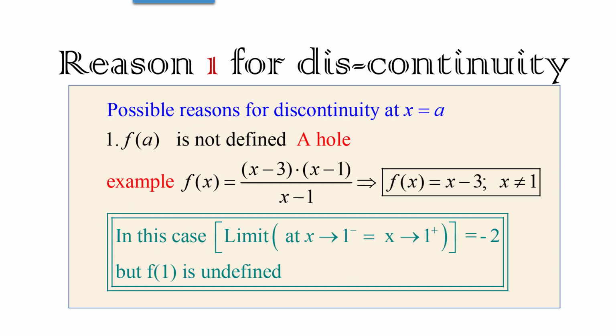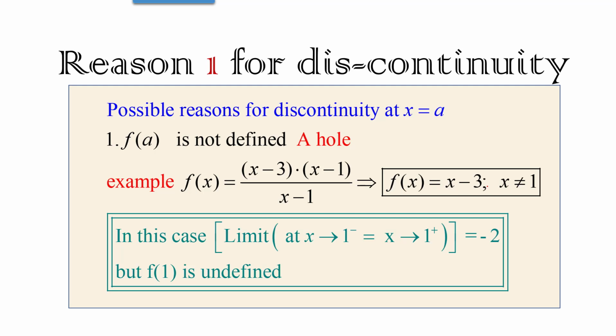So next we need to examine what are some of the possible reasons for discontinuity. So the first reason is existence of a hole, which we have already talked about briefly. So if I look at this function, x minus 3 and x minus 1 in the numerator divided by x minus 1 in the denominator, this simplifies because x minus 1 and x minus 1 cancel. It gives me that the function is x minus 3, but at the same time the domain is x can take all real values except 1, because at 1 the denominator becomes 0 and the function does become undefined.